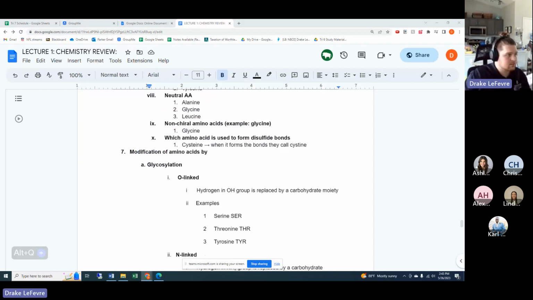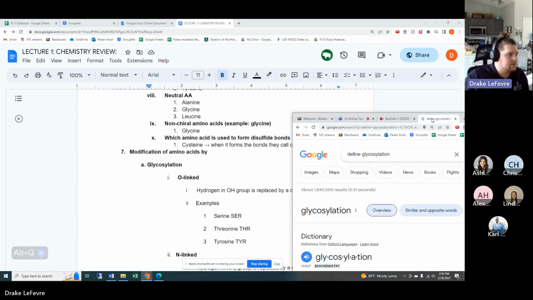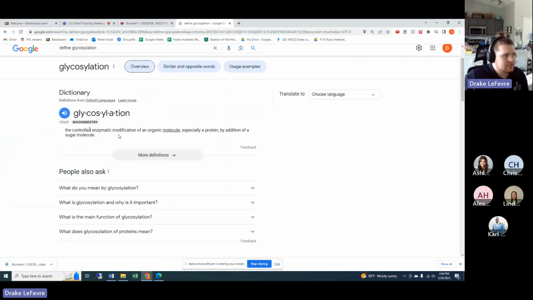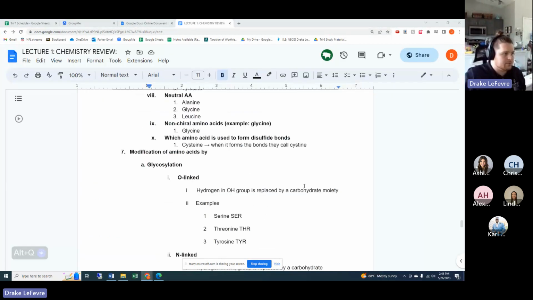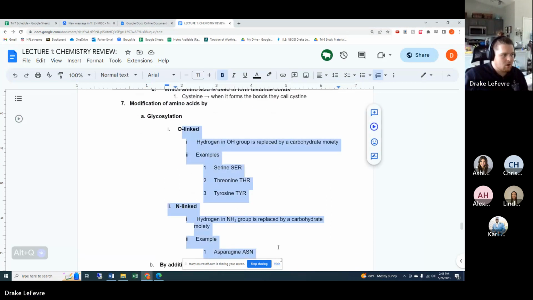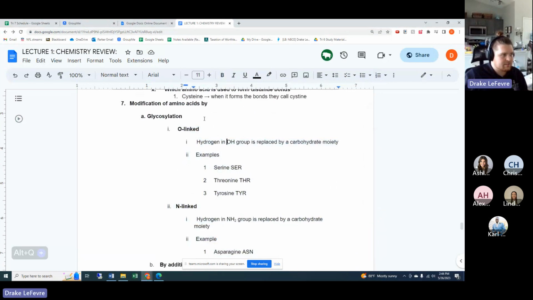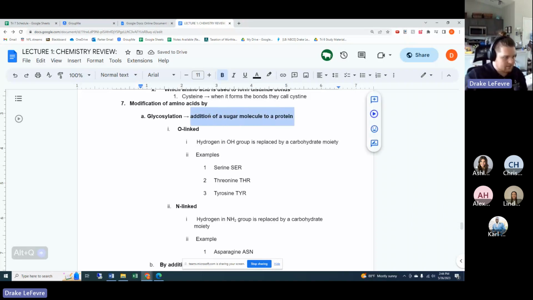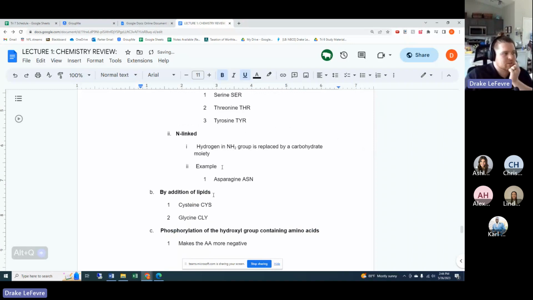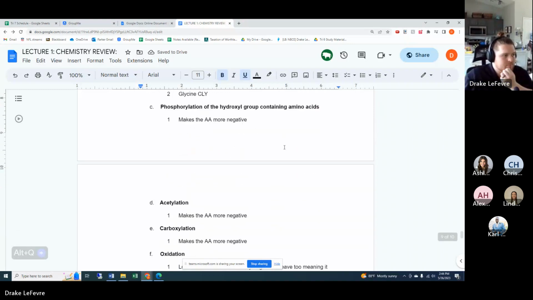Glycosylation is the controlled enzymatic modification of an organic molecule, especially a protein, by addition of a sugar molecule. Rather than having all of this extra stuff, I would literally just write addition of a sugar molecule to a protein. I would follow these up like that because you can understand what they are.